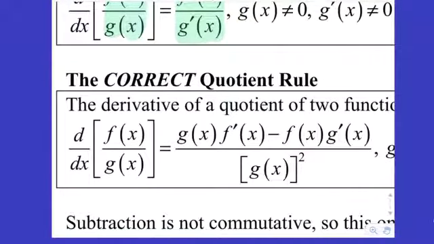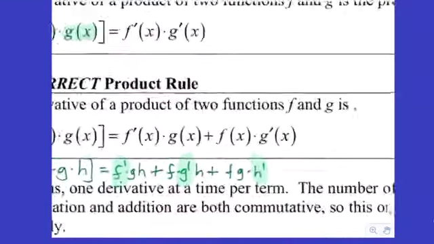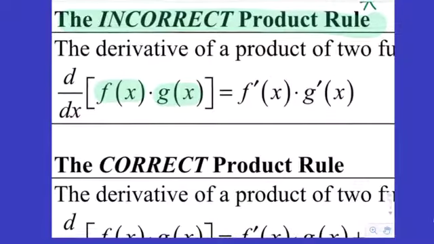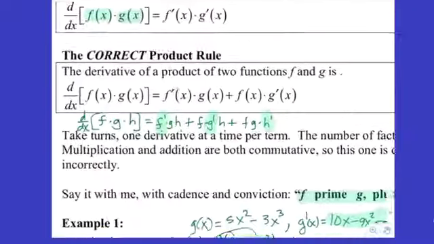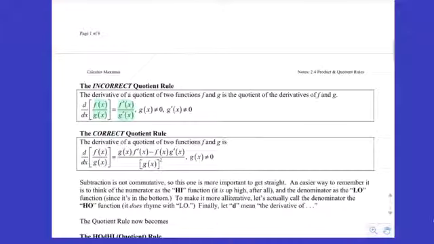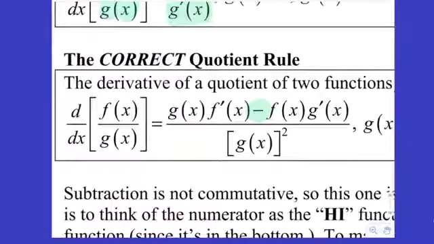And here it is. The derivative of f divided by g is g f prime minus f g prime over g of x squared. Now, unlike the product rule, which was just multiplication and addition, so it was kind of hard to mess up unless you took the derivative of both at the same time. As long as you're taking the derivative of one term at a time, it doesn't matter which you do first because of the commutative nature of the operations. But for the quotient rule, it's subtraction, and subtraction is not commutative. So you have to take the derivative of the top one first.